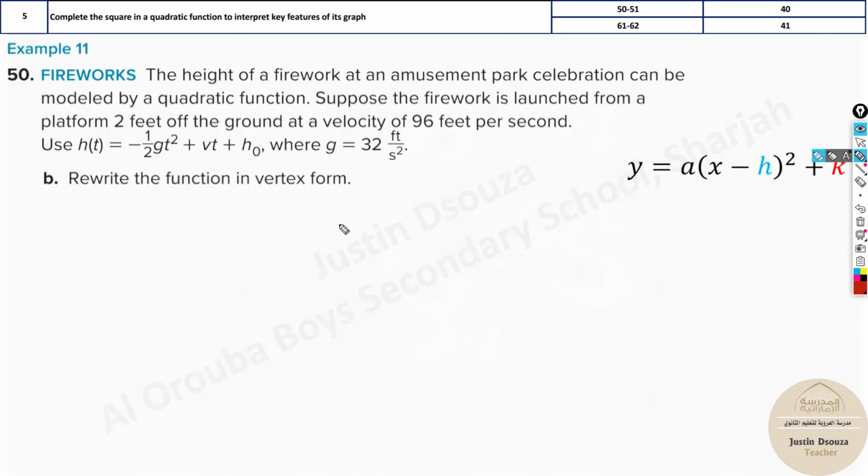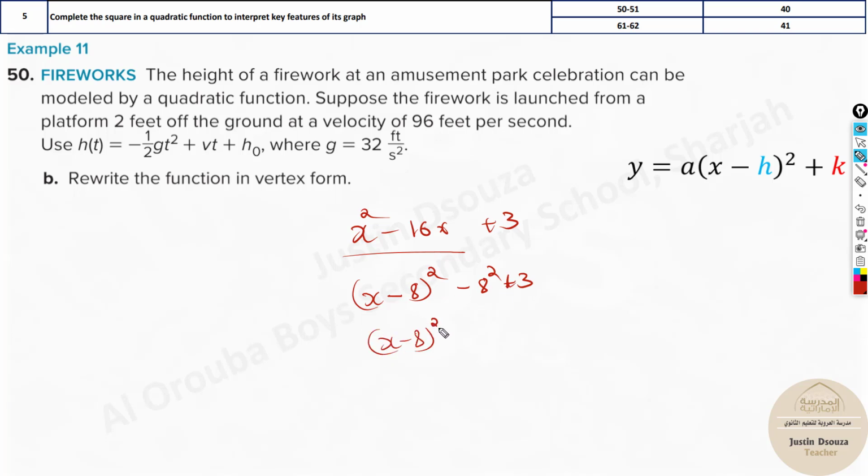Now, let's do one more problem just for completing the square. x squared minus 16x plus 3. Now all you do is write the first term only for these two terms. Write x minus half of this, which is 8, the whole square, minus this 8 squared, plus 3. So the answer is x minus 8 the whole square, minus 64 plus 3, which would be minus 61. This is the answer. These two are equivalent. That is how we get the answer.